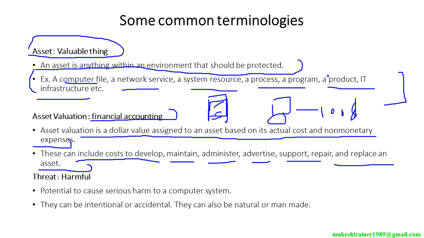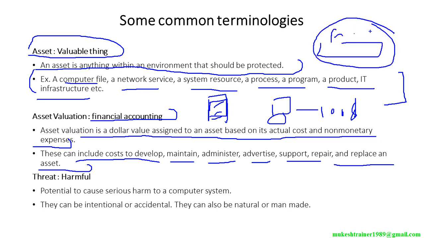Okay, so take a firewall as an asset. If you know its value and anyhow it crashes or anything happens, you know the value of the asset and you can buy a new one and replace it. So you should have a good value of it already.